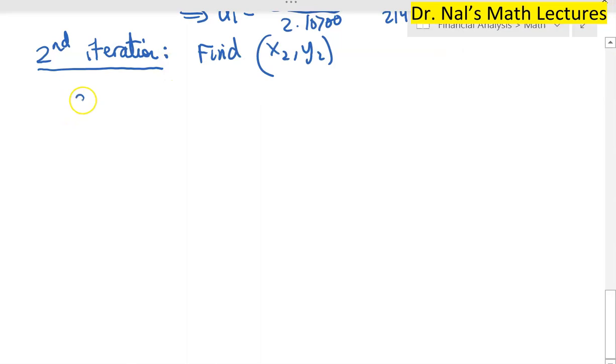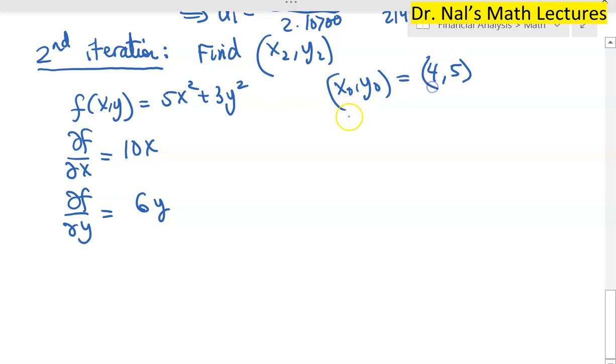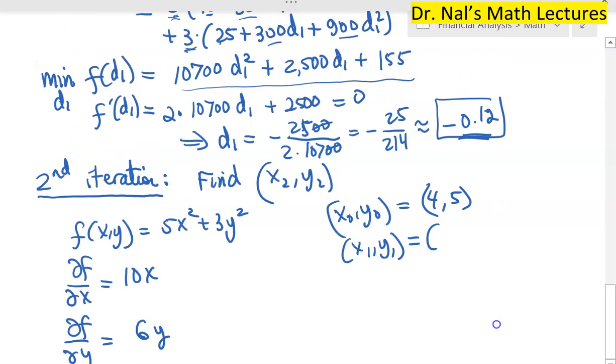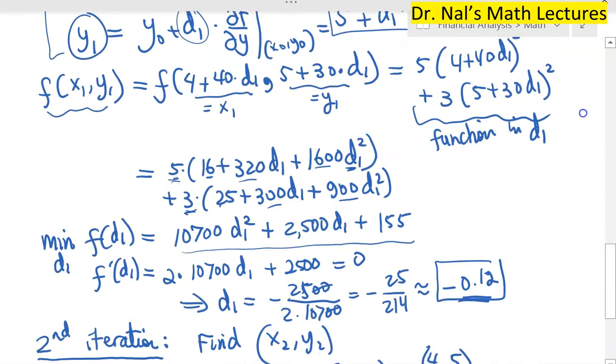All right, so our original function f of x, y was 5x squared plus 3y squared. We already calculated the partial derivatives, which were 10x and, for y, 6y. And we started with x0, y0 at the point 4, 5. Now we have our new point, x1, y1, which is the point, let's go back, 0.80 and 1.40.